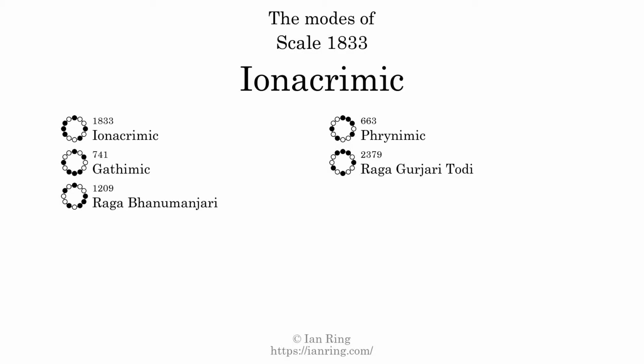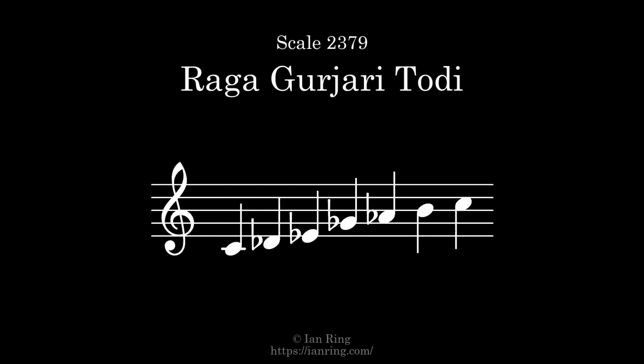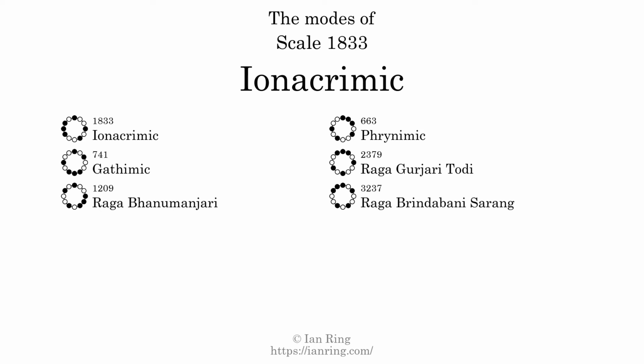The fifth mode is scale 2379, also known as Raga Gurjari Toddy. It sounds like this. The sixth and last mode is scale 3237, also known as Raga Brindabani Saran. It sounds like this.